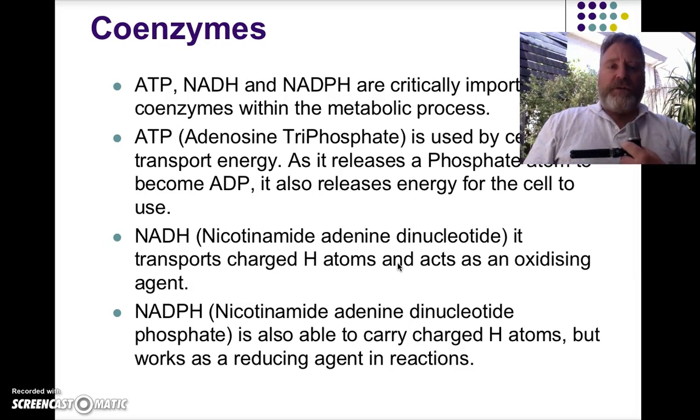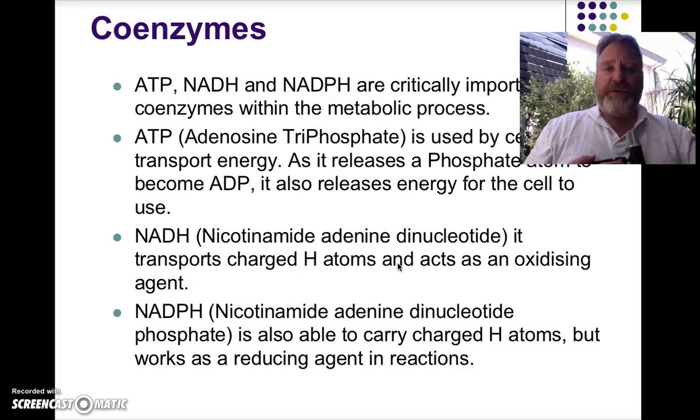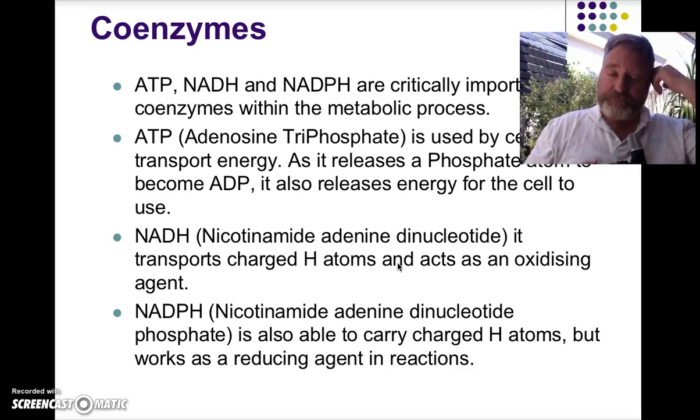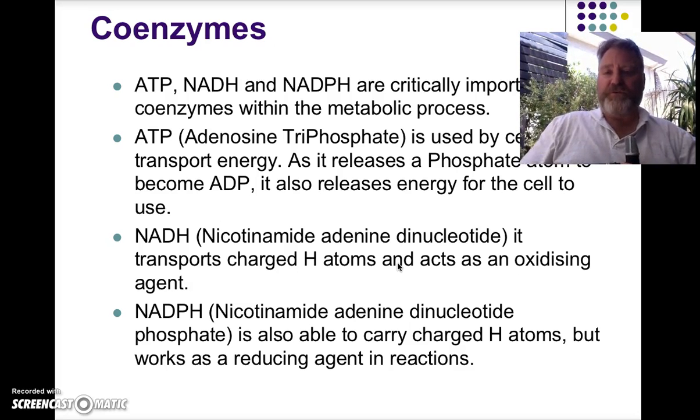So some of the classics within our metabolism are things like ATP, NADH, and NADPH. So ATP, obviously you probably know, we'll talk about lots, is adenosine triphosphate, so it's 3 phosphates present, and it's used in cells to transport energy. So as it releases a phosphate, it becomes ADP, adenosine diphosphate. And of course, it can release another phosphate and become AMP, which we've already met earlier, and we'll talk about much more when we start talking cell signaling. But as it releases a phosphate, it releases energy for the cell.